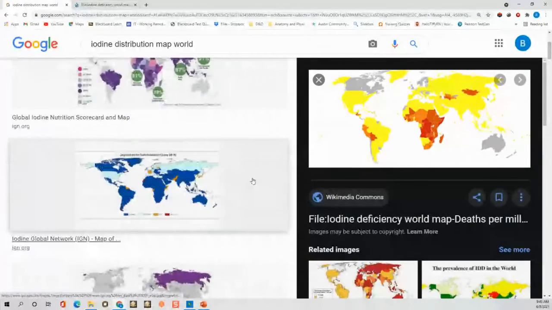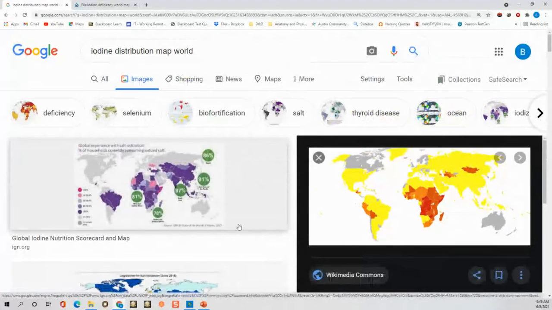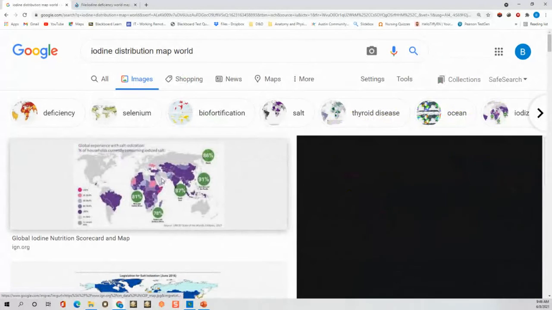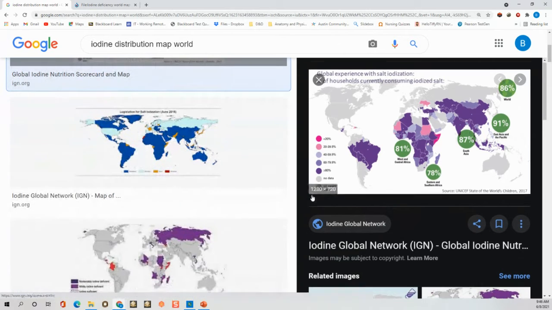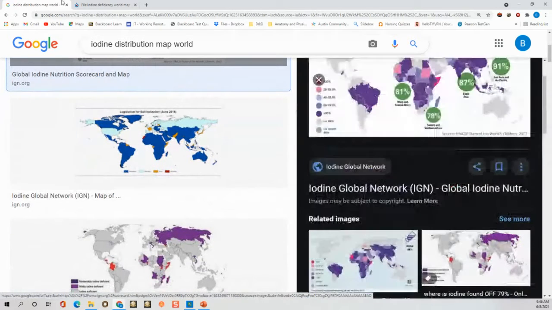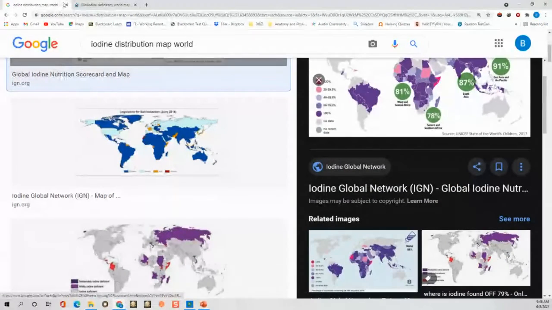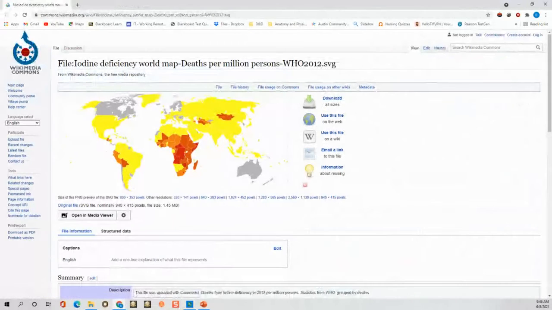But this is why we started to iodinize our salt. It's to supplement the lack of iodine in the food that these people have. Pretty crazy, huh? But we do our best to make sure that iodinized salt gets out to the rest of the world. Pretty cool. Now, what happens if there's not enough iodine?